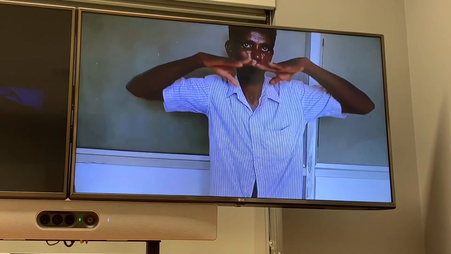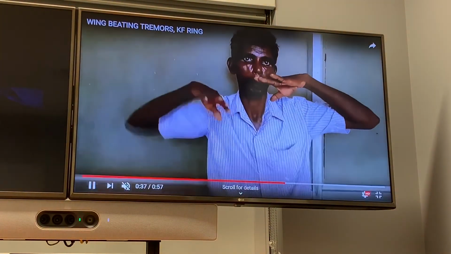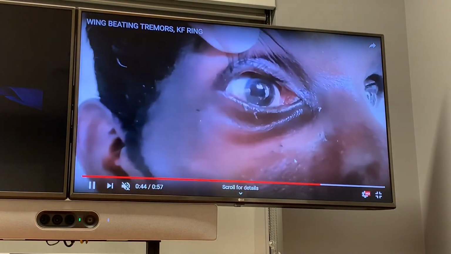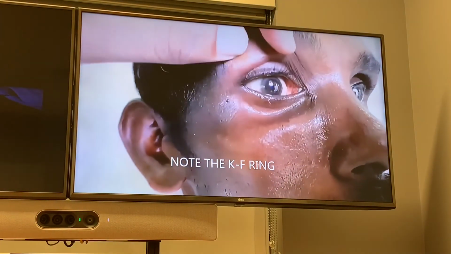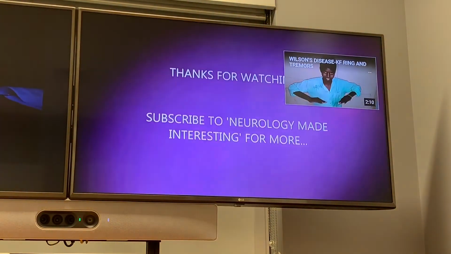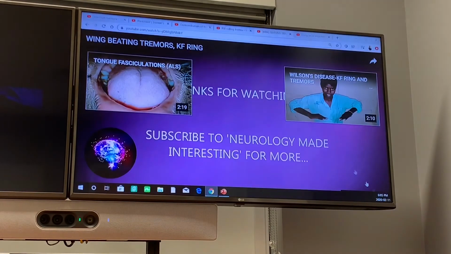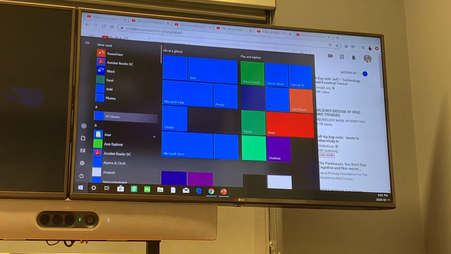They go on to try to show his Kayser-Fleischer rings, but I find them just really impossible to see. Like they almost look brighter, but I find that just really hard to make out. So that is a wing-beating tremor in Wilson's. I have to keep going back here.